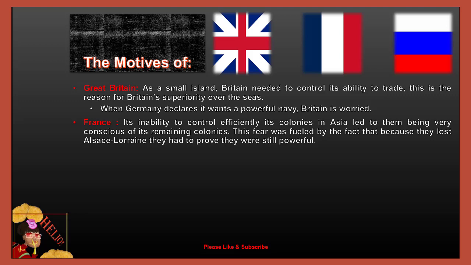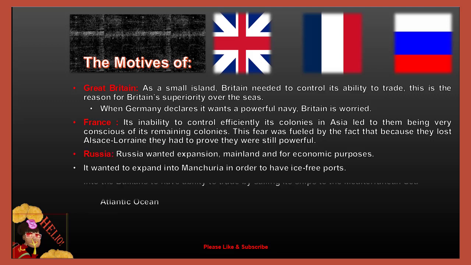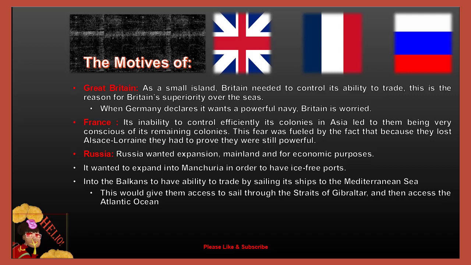Next up, we have Russia. So Russia wanted expansion in the mainland, specifically. Not overseas, forget about that. They wanted expansion in the mainland, specifically for economic purposes, because again, Russia was underdeveloped. It couldn't care less about being superior or being in a competition. It just wanted to give its people food, really. So it wanted to expand in Manchuria in order to have ice-free ports, because remember, Russia is pretty far up, pretty close to the poles. So that's why they wanted to expand south.